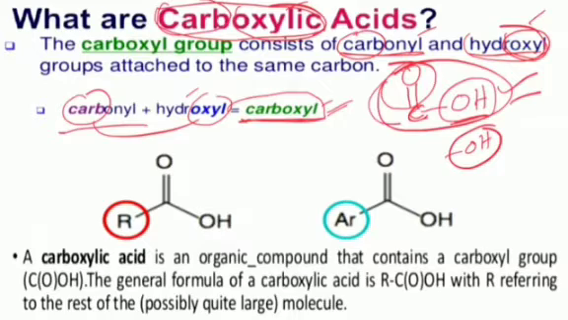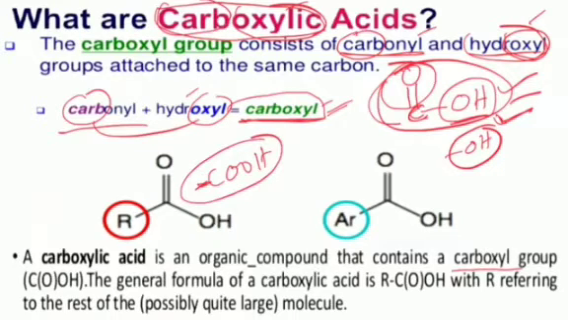Then what are carboxylic acids? A carboxylic acid is an organic compound that contains a carboxyl group, that is COOH. Those compounds are known as carboxylic acid compounds. So carboxylic acids are organic compounds containing a carboxyl group, the COOH group. The compounds which contain this group are known as carboxylic acids.